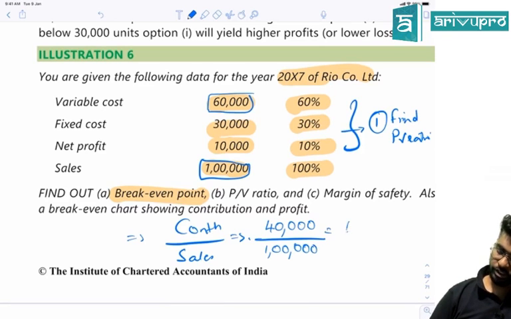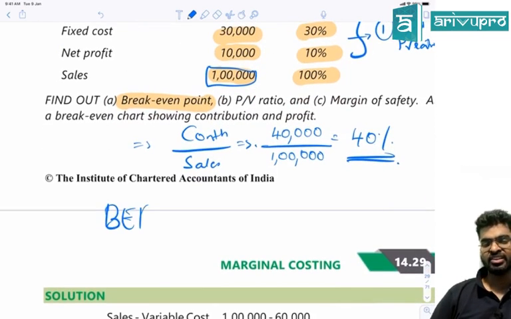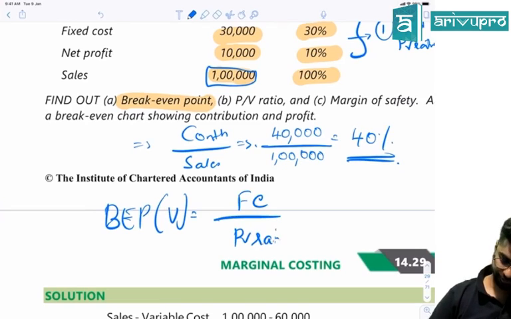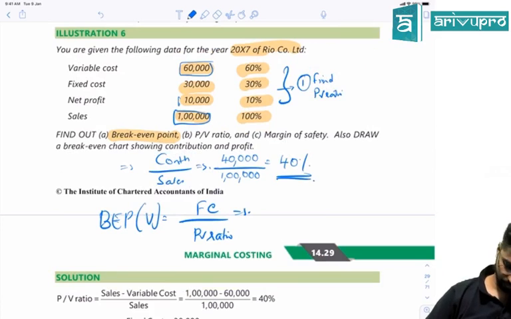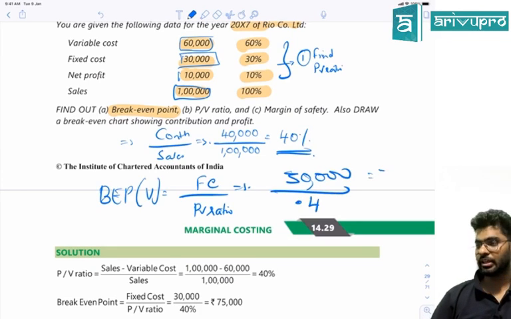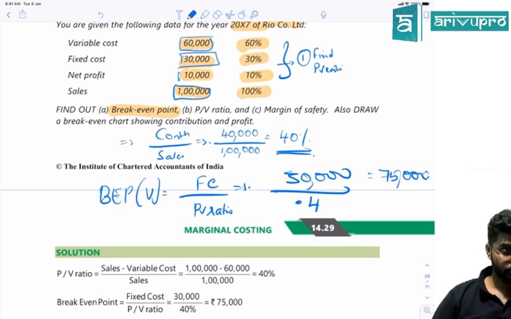Okay, now I'll use the break even point value formula. What is the break even point value formula? Fixed cost upon PV ratio. What is the fixed cost here? Divided by PV ratio 0.4 is my break even point. Did you all understand this?